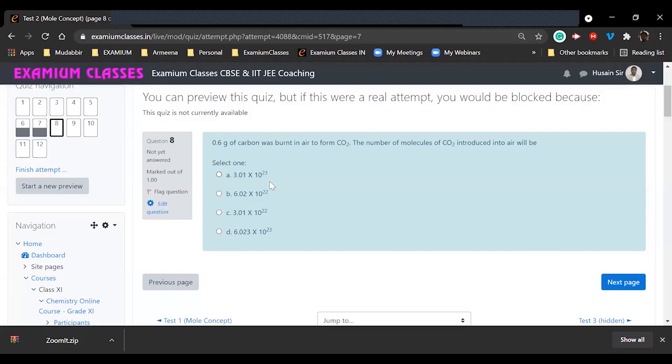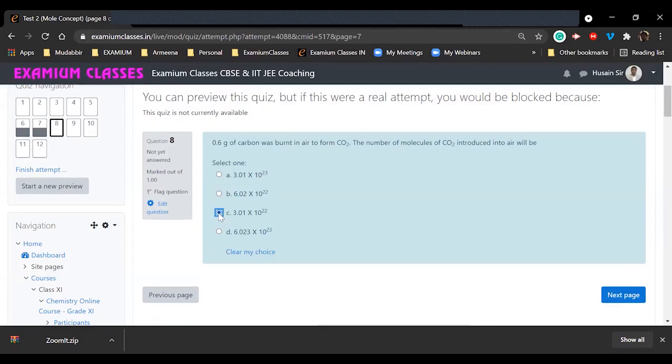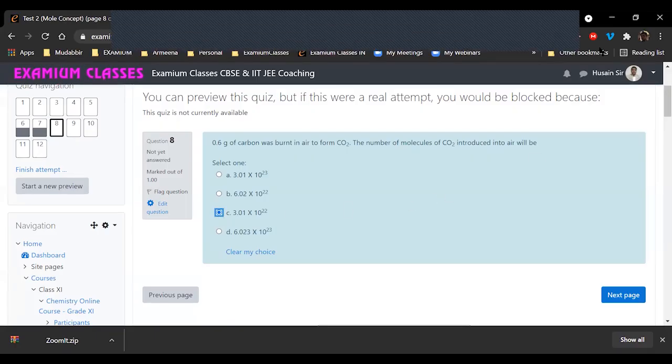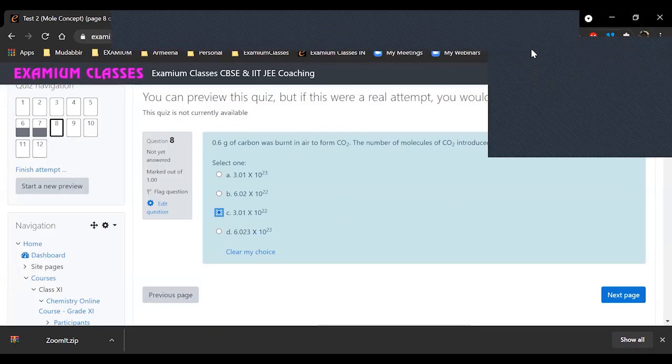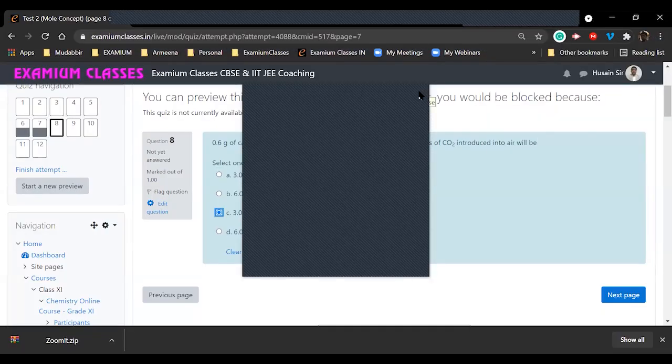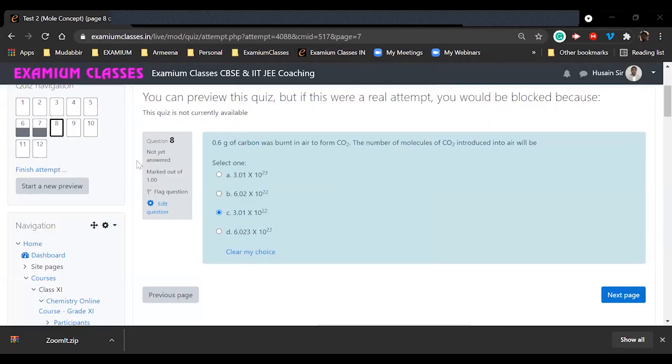Okay. So here the answers are confusing. The first option is 3.01 into 10 power 23. That will not be the answer. 3.01 into 10 power 22 will be the answer. Yes, correct, Anna. C part will be correct.